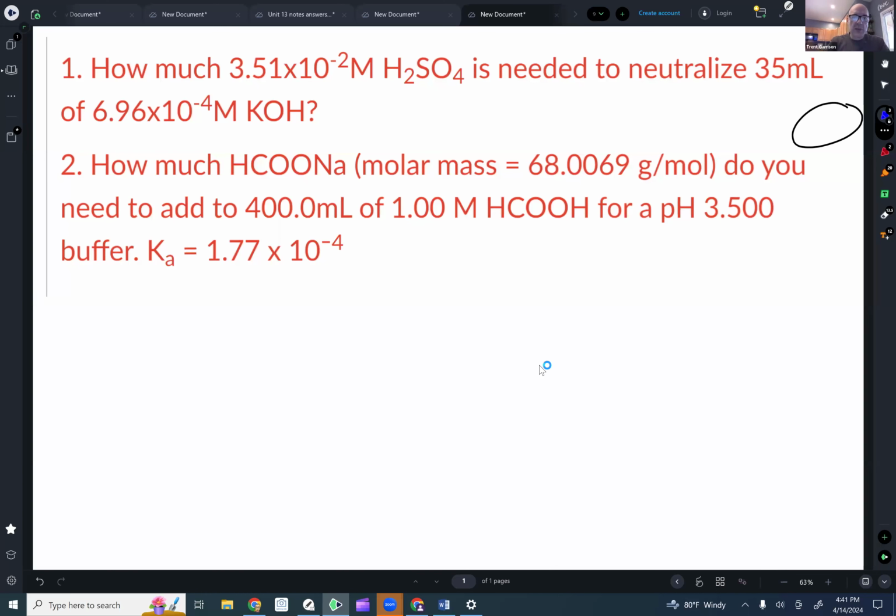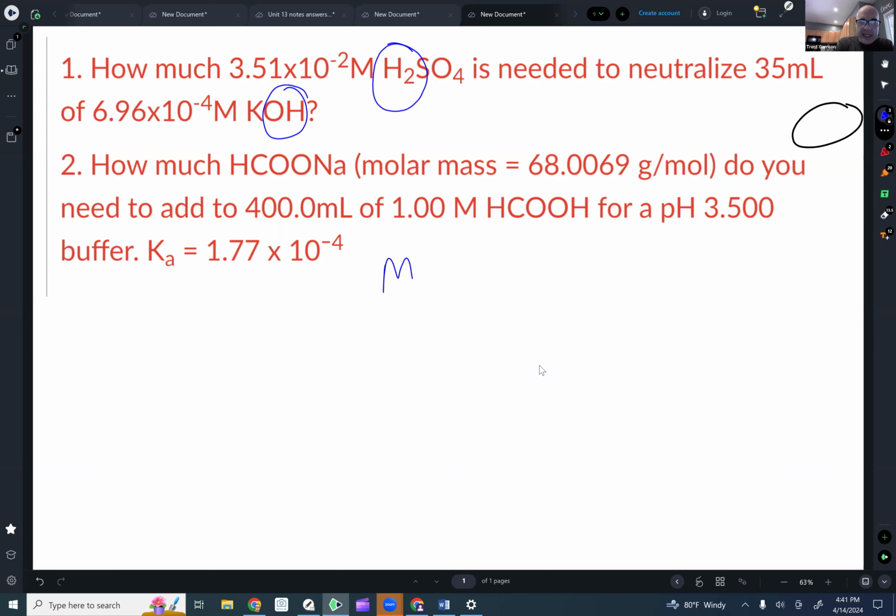So here is the problem, and let me get my calculator out. In this first one, we're doing a neutralization problem. You're given the values for both an acid and a base, but what we've got to pay attention to is this little detail right there. How many of the acid particles are there? How many base particles are there?